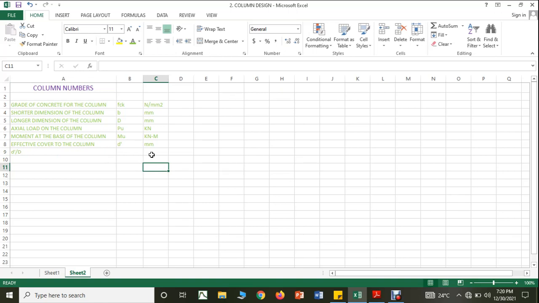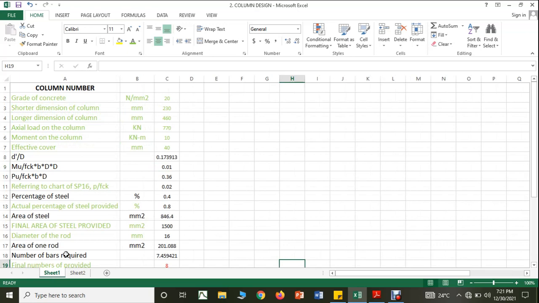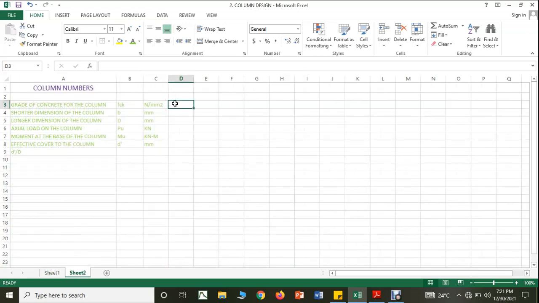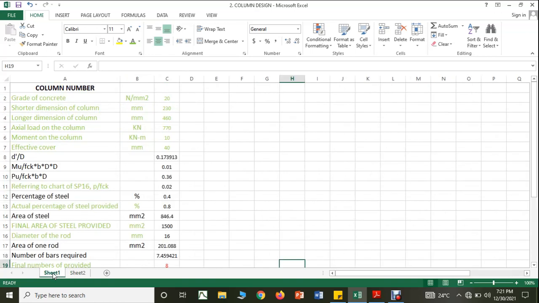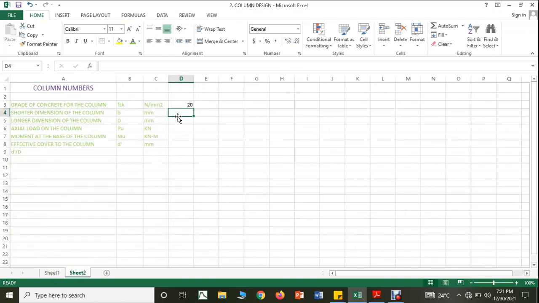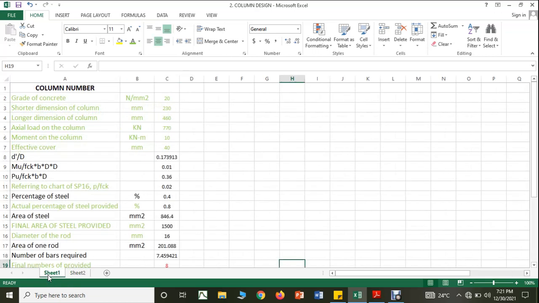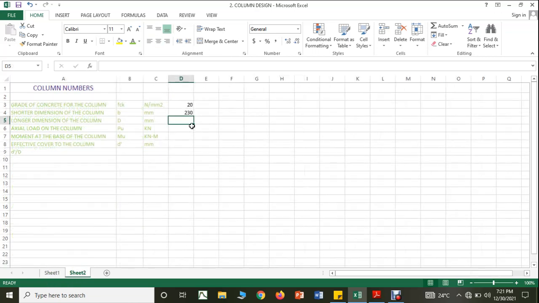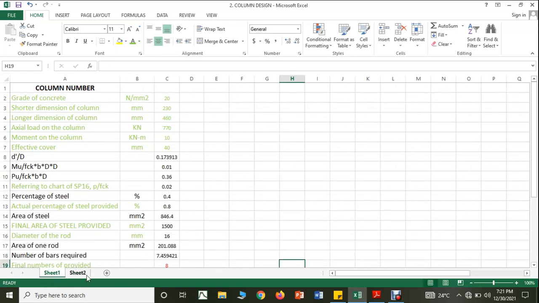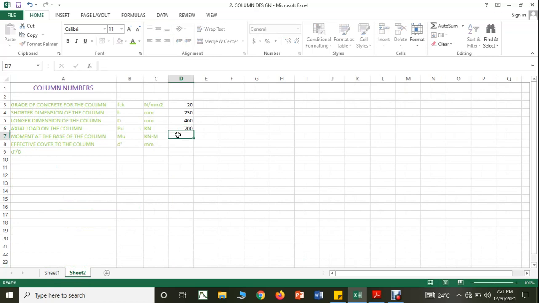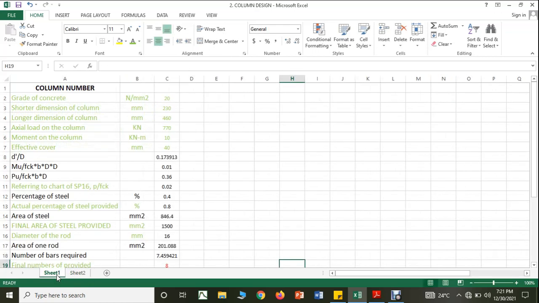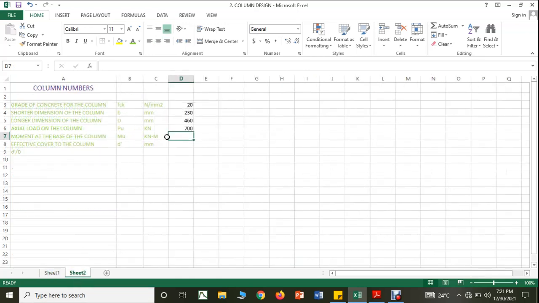So let us try to give some values here. Let us give the grade of concrete as 20. Then let us give the shorter dimension as 230 because it is in mm, and the longer dimension as 460. Then let us give axial load in kilonewton as 700, just for the sake of it. Then the moment at the column they have given is 10. So we will give 10 and I will explain where we will get these values. Then effective cover, as I already told, 40 mm.